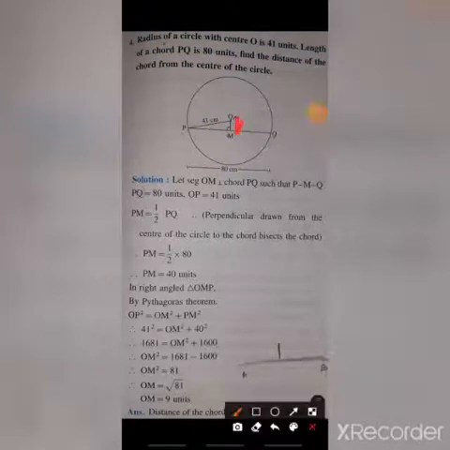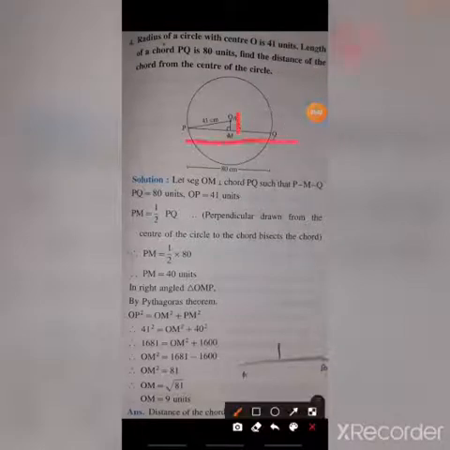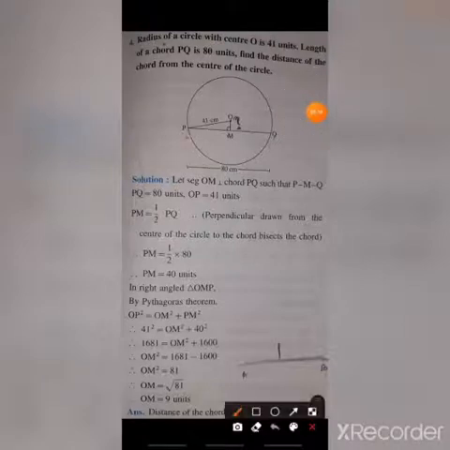That is OM. So let segment OM be perpendicular to PQ. You can see OM here easily. OM is perpendicular to PQ, such that PQ is 80 units and OP is 41 units. PM is half of PQ. A perpendicular drawn from the center of the circle to the chord bisects the chord.